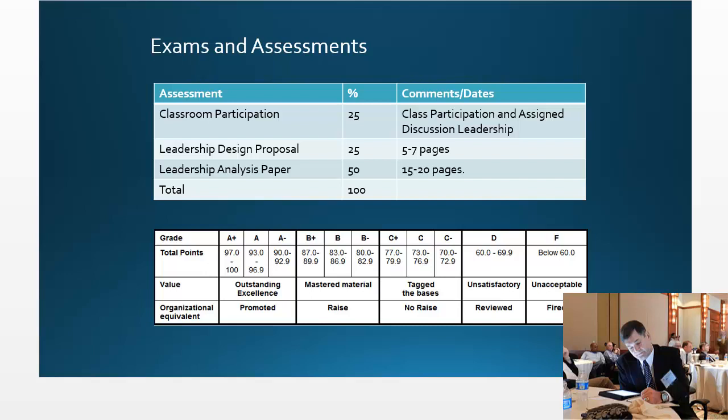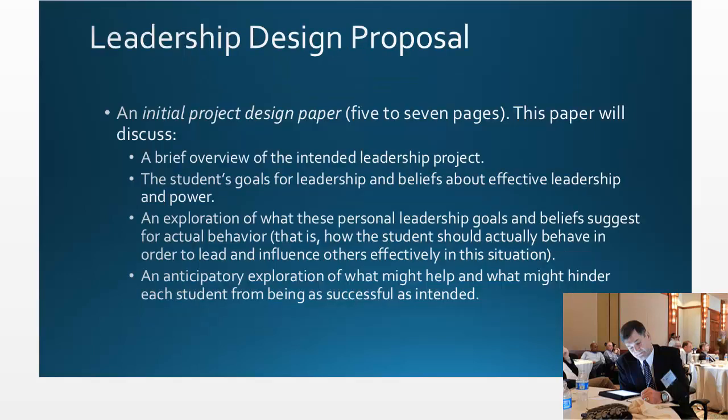All right, so let's go back and look at that leadership design proposal and leadership analysis paper in greater detail. The leadership design proposal is going to be due on lesson 3. It's due at midnight on lesson 3. It's 5 to 7 pages long, and you can structure this however you want. You can be double-spaced or single-spaced, use whatever font and margins. That really doesn't matter. Those are all decisions for you, the student, to make.